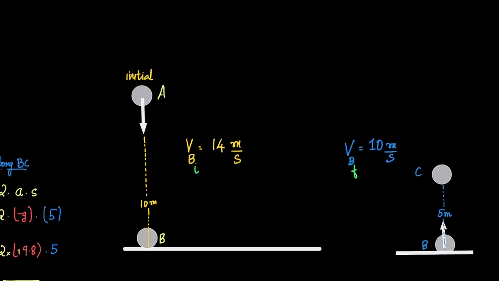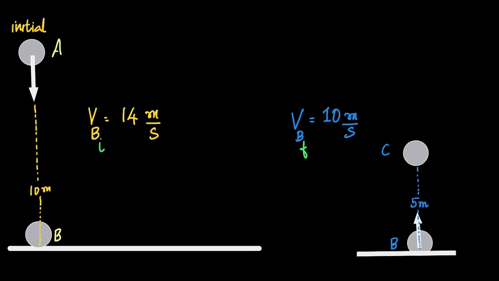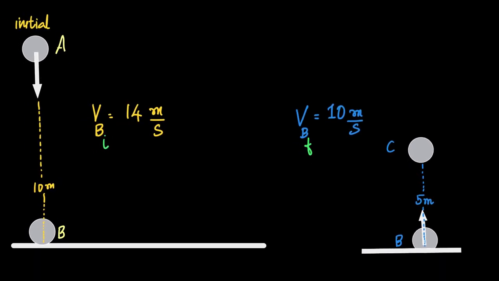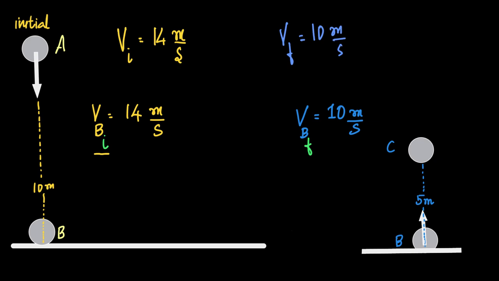Now, let us write down what we have found out so far. We found out that velocity at B before impact is 14 meter per second, or I can write velocity initial is 14 meter per second. And what is velocity final? Velocity final, which is velocity at B, is 10 meter per second.